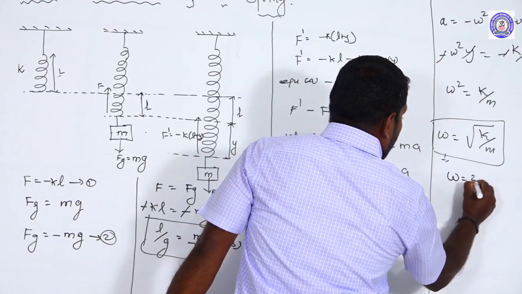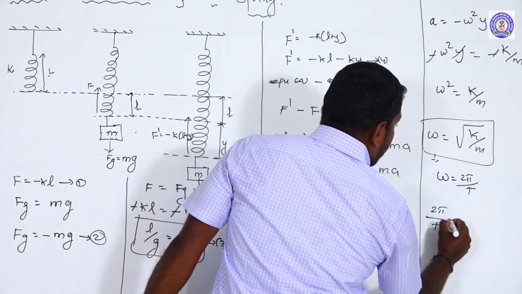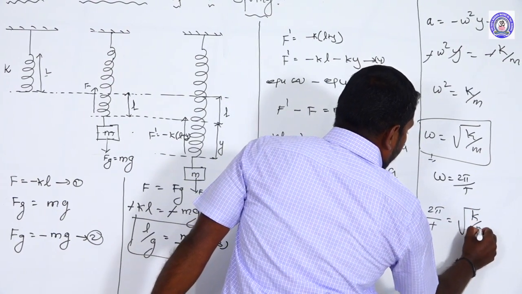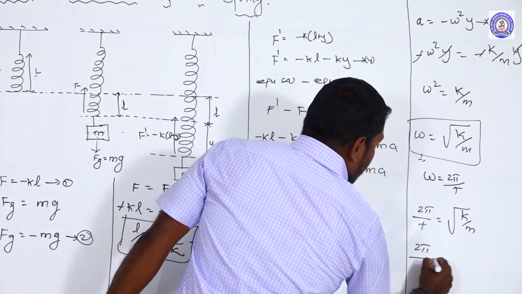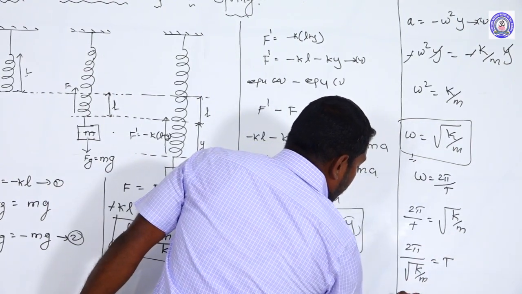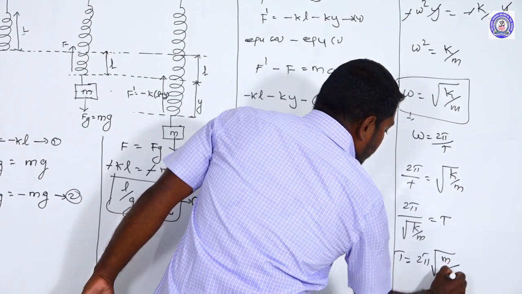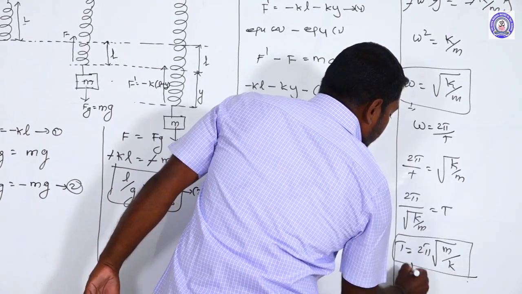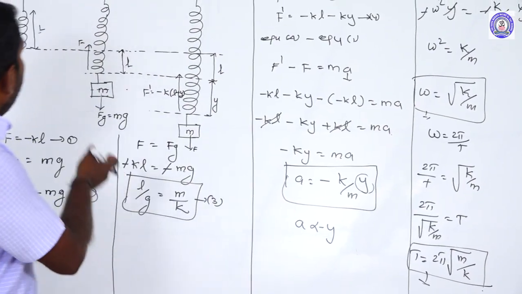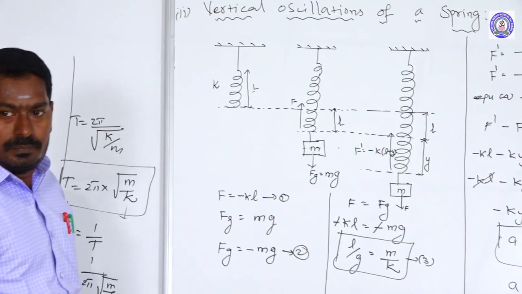Then omega is equal to 2 pi divided by T. Substituting, 2 pi divided by T equals the square root of k divided by m. So 2 pi divided by the square root of k divided by m equals T. Then T is equal to 2 pi times the square root of m divided by k. It is another expression, the time period in linear simple harmonic motion, especially vertical oscillations of a spring.